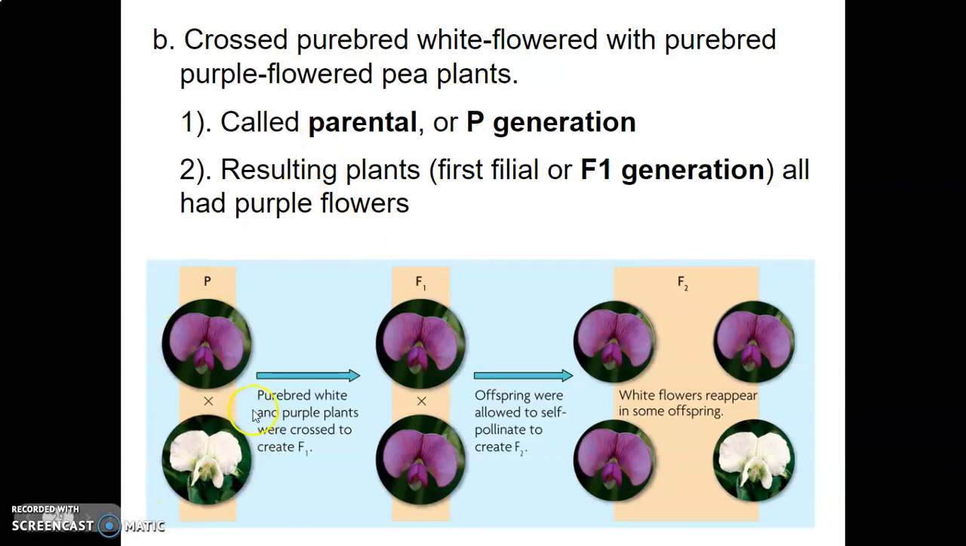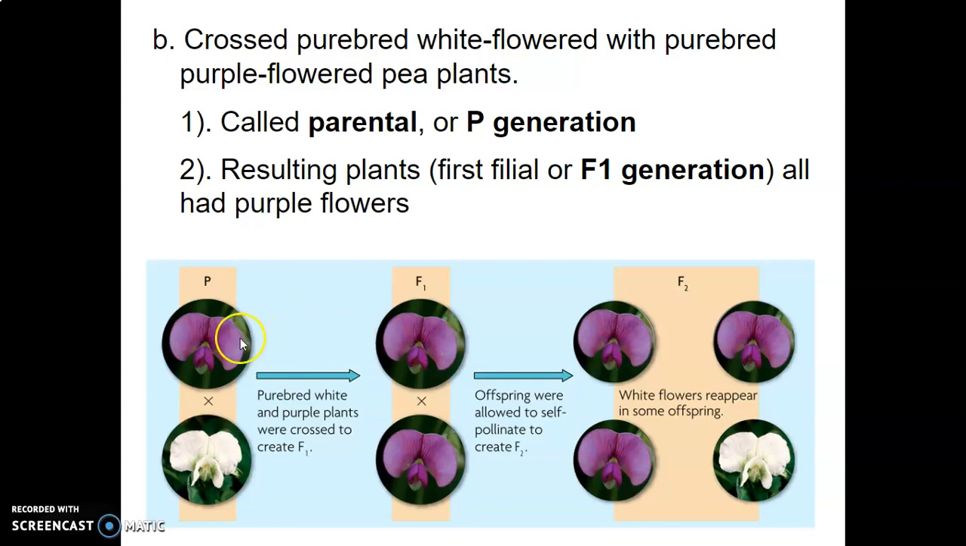And so what he found out. Oh, by the way, he called this the parental, or P generation. This was the beginning, all right, in his experiment. The resulting plants, what we find in this first filial, or the F1 generation, was that every plant had purple flowers, okay?